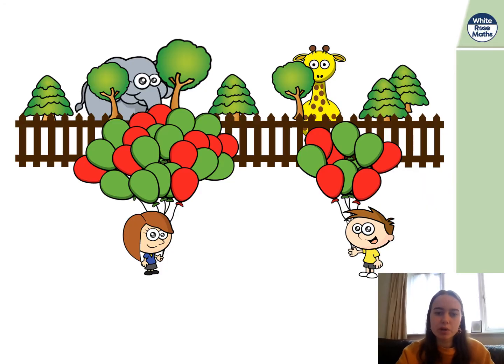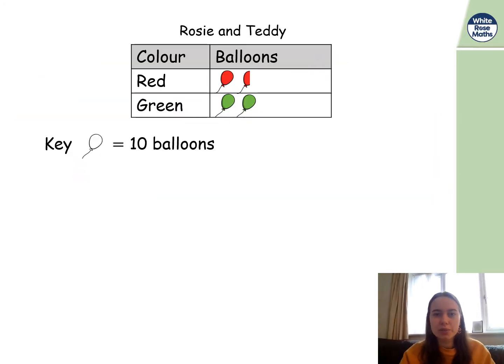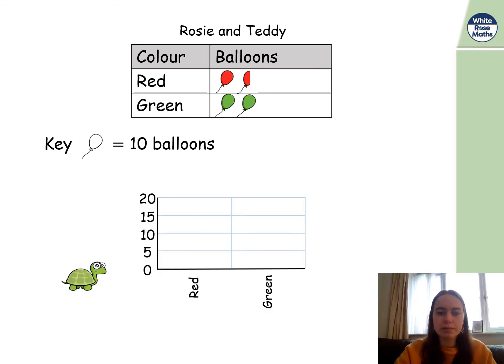So we've got the balloons again. And our pictogram shows us Rosie and Teddy's balloons all together, all their red ones and all of their green ones. So our key shows us that one picture of a balloon actually shows us 10 balloons. So we're going to put them into a diagram.